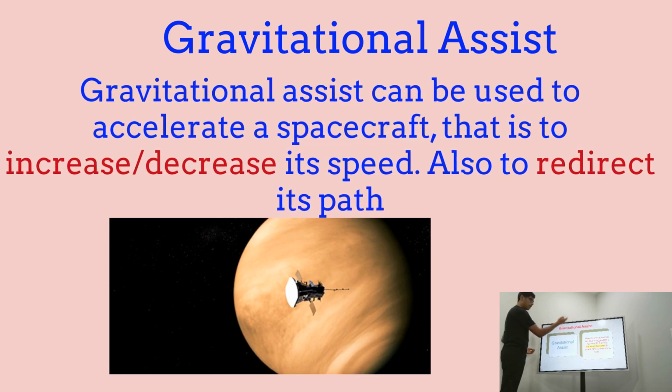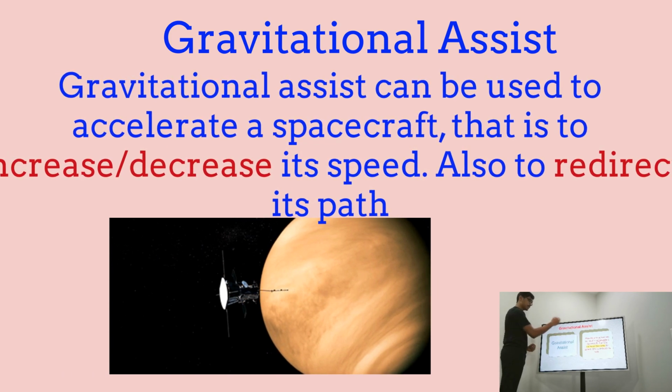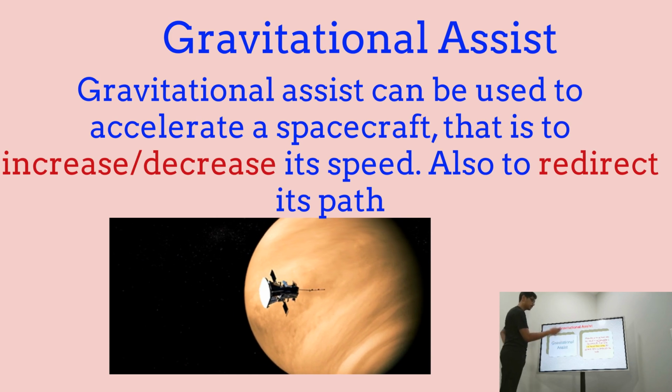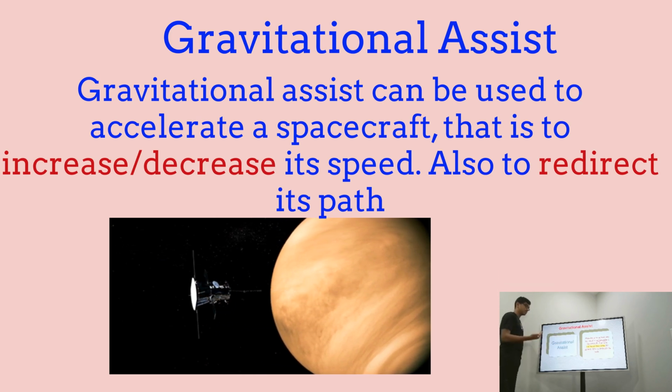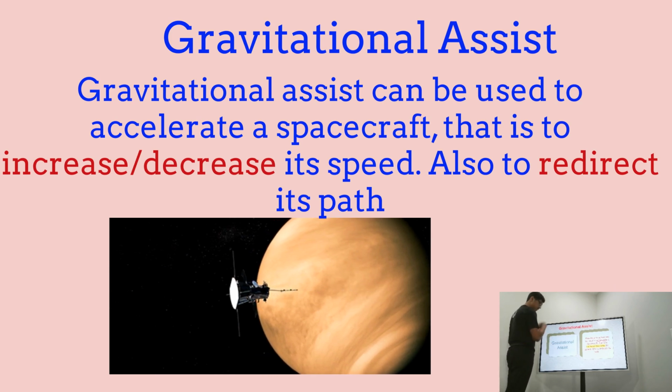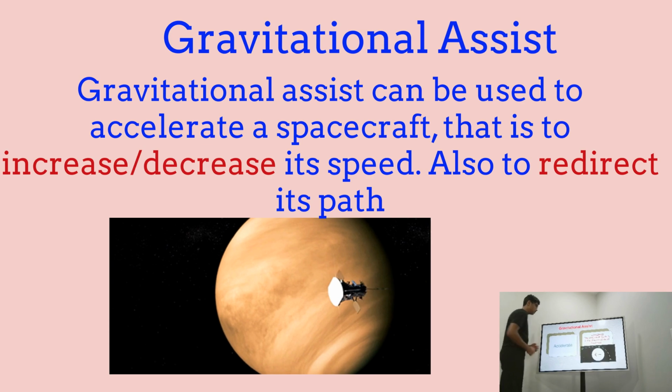Furthermore, gravitational assist can be used to accelerate a spacecraft, that is to either increase or decrease its speed, and it can also redirect its path as well. We're going to be going over more about this later on, so let's continue.